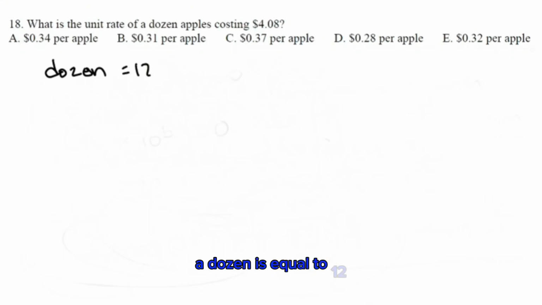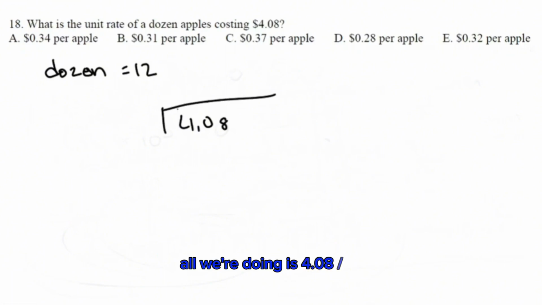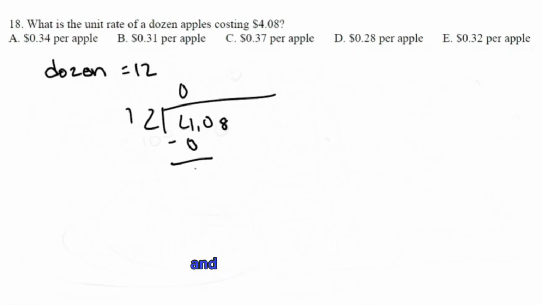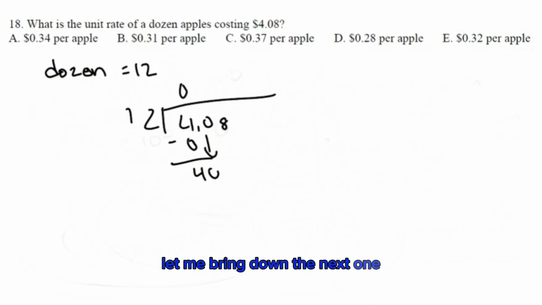Next, what is the unit rate of a dozen apples costing $4.08? A dozen is equal to 12, so all we're doing is 4.08 divided by 12. Let's do it. First up, we have the 4. 12 cannot go into 4, so we put a 0. Now we subtract 0 and we're left with 4. Then we bring down the next one. Now we place a decimal up here, and we have a 0, so it becomes 40.